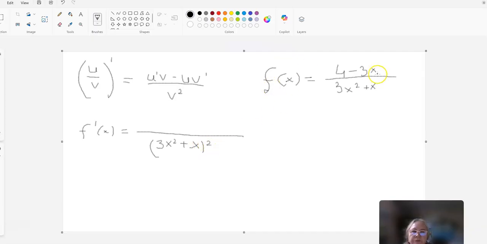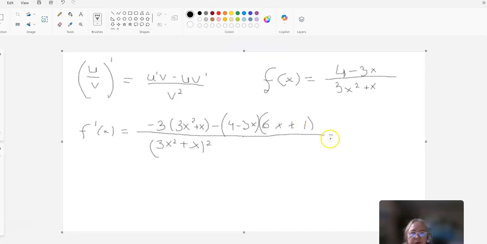Then we need to find the derivative of the numerator, which is the derivative of 4 minus 3x, which is negative 3, multiplied by the denominator, 3x squared plus x, subtract, we keep the numerator here, 4 minus 3x, and multiply by the derivative of the denominator. The denominator, as I remind you, is 3x squared plus x. So what will it be? It will be 3 times 2, 6x plus 1.